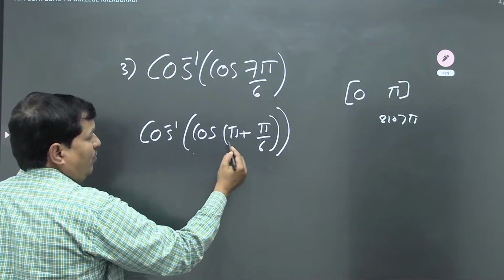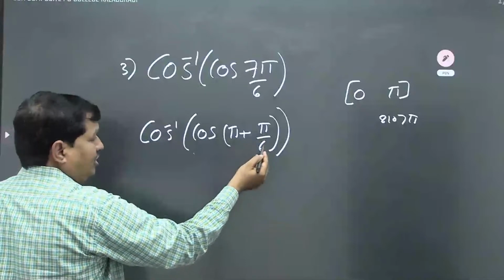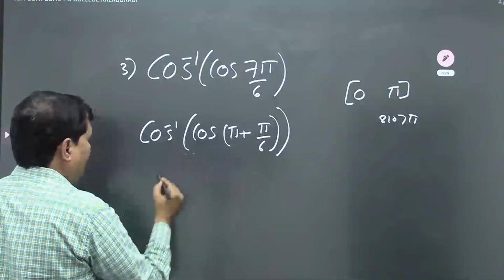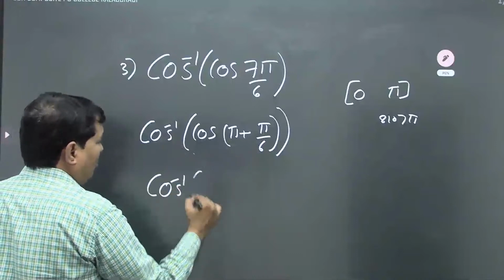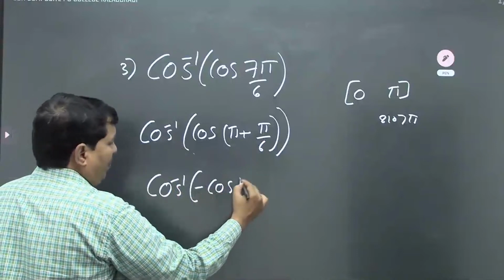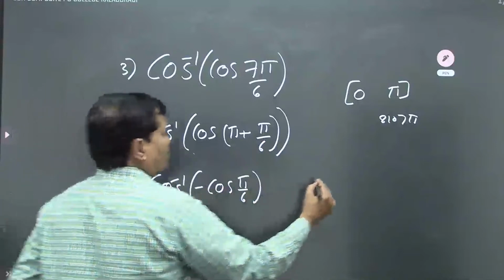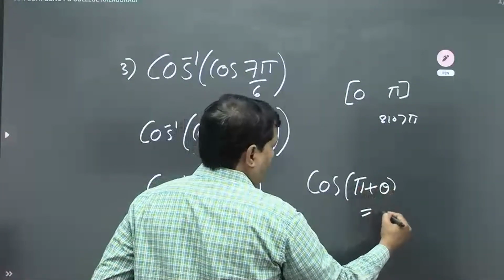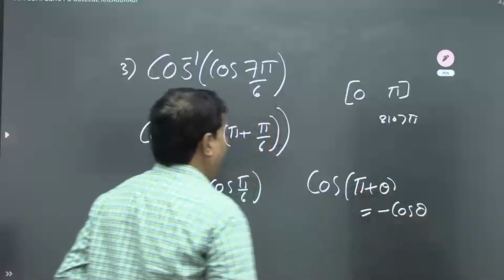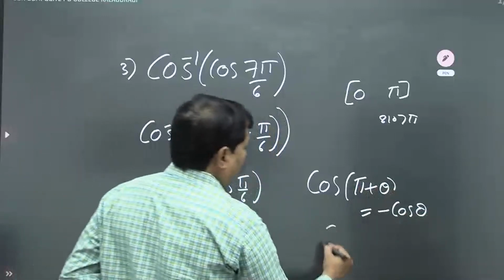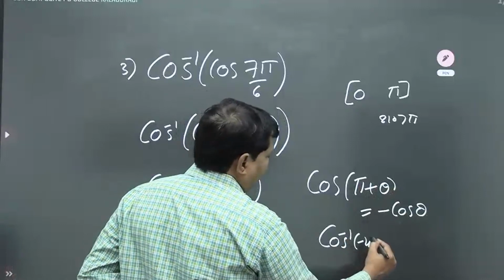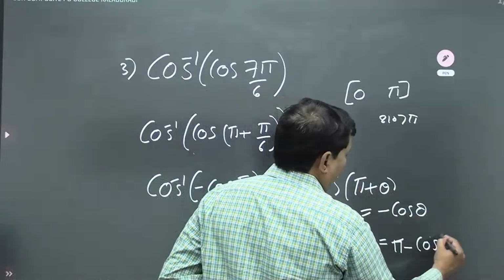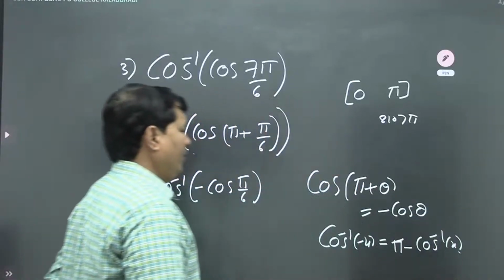What about cos of 180 plus theta? 180 plus theta is in the third quadrant, and in the third quadrant cos is negative. Therefore, you can write it as cos inverse of minus cos pi by 6, because by allied angles cos of pi plus theta in the third quadrant is negative. Again, you know that cos inverse of minus x can be written as pi minus cos inverse of x. This property we already proved.